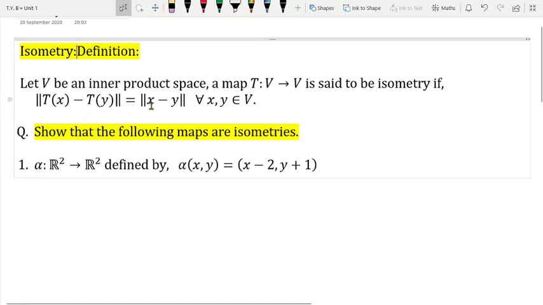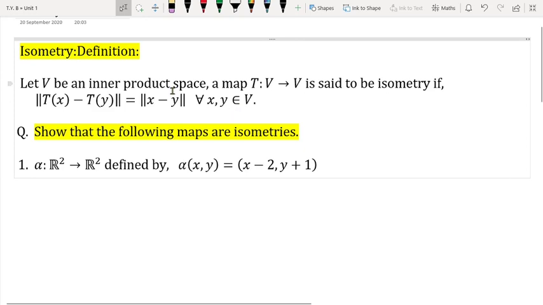So what is the image of x? It is T of x, and what is the image of y? It is T of y, right? So if this happens for any two arbitrary elements of vector space V, then we will say that it is isometric. Note this V represents the domain over here, right?